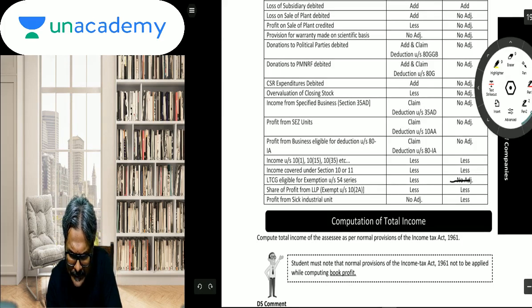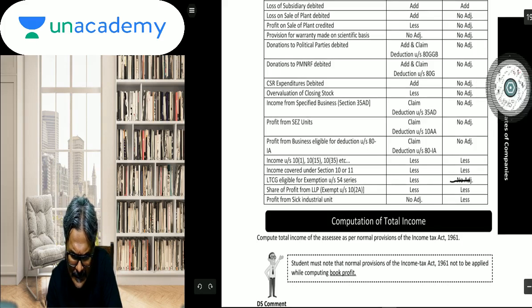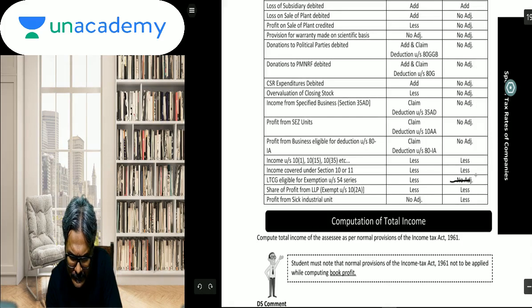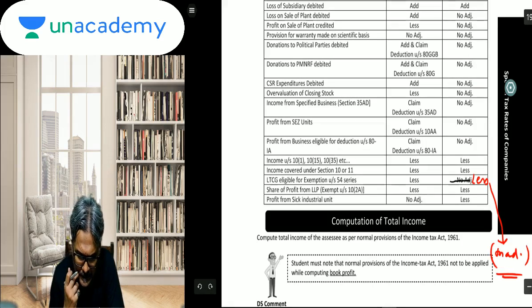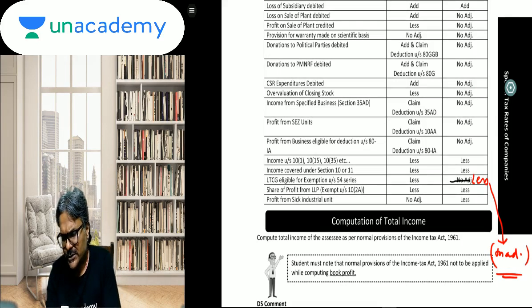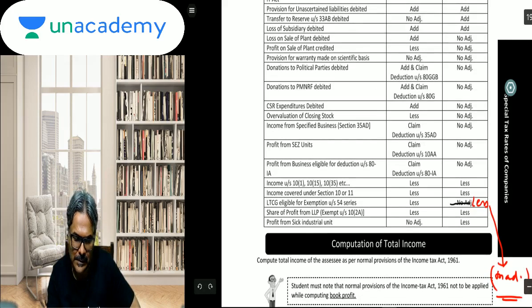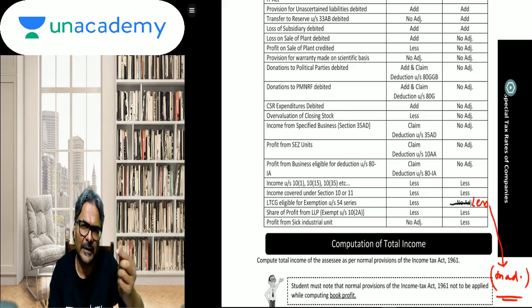54 series. Can you see that 54 series? Less. And that is as per the Madras High Court judgment. The controversial judgment covered by the ICI. Just in the PDF which would be there in the description box, I would have already corrected that thing. Okay, so just keep that in mind.